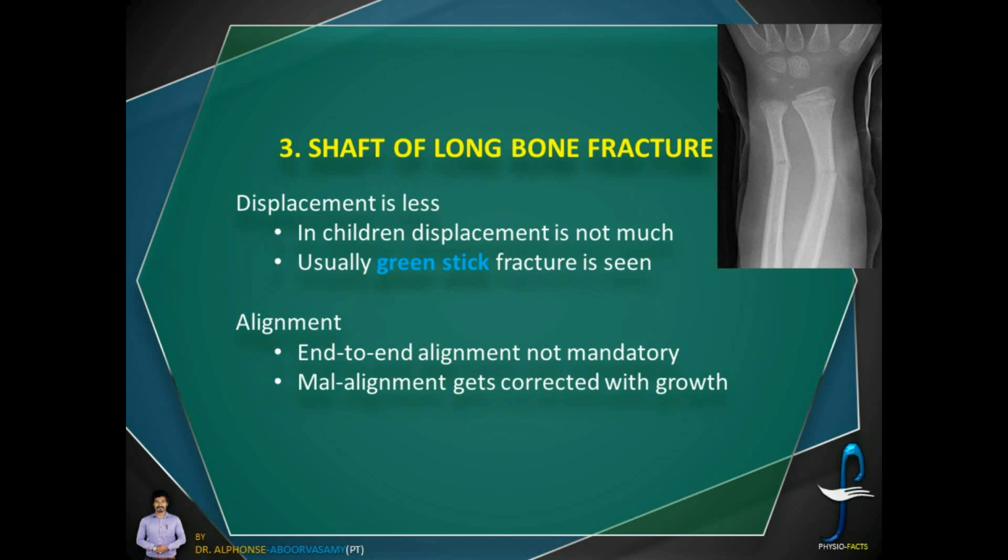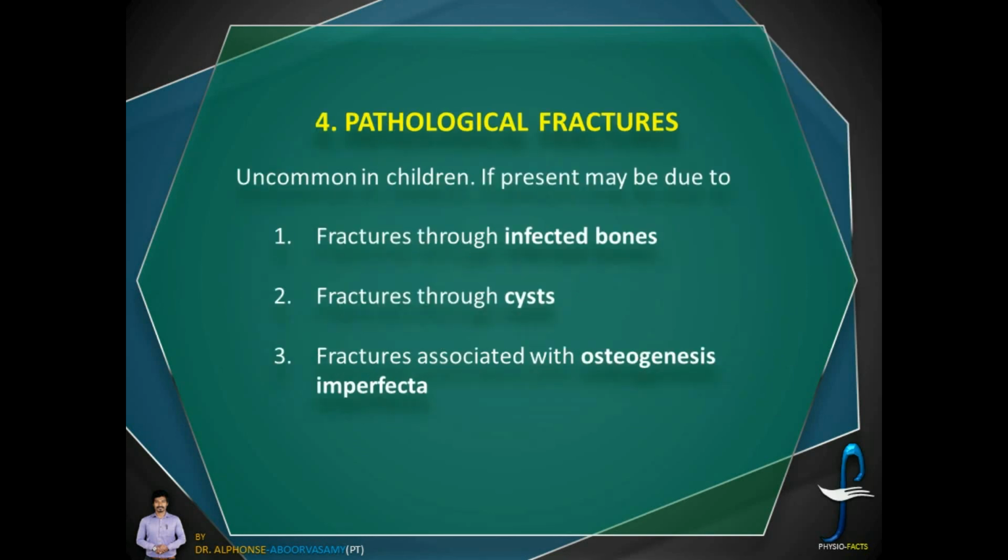In the sense, it won't break end to end, but some portion of the bone will be in contact. If you see here in this X-ray, this side of the cortex is broken, but this side is still having contact. Again here, that gives a bend appearance without a complete displacement. So end-to-end alignment is not mandatory, or malunion gets corrected with growth. That is the advantage of soft healing in a child's fracture.